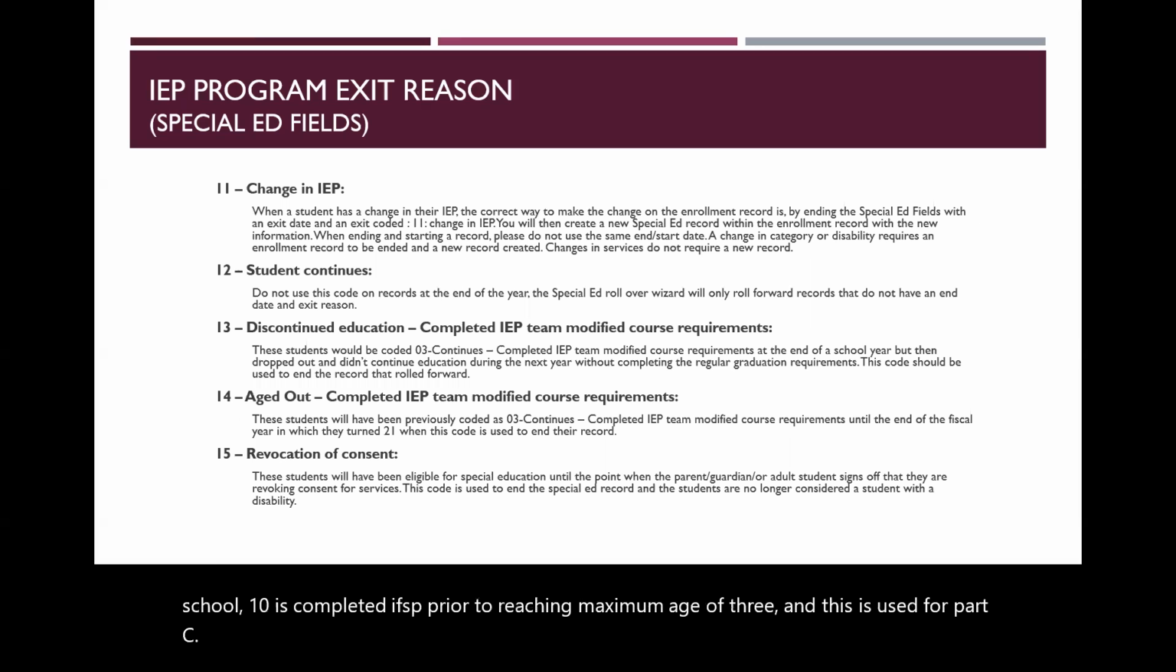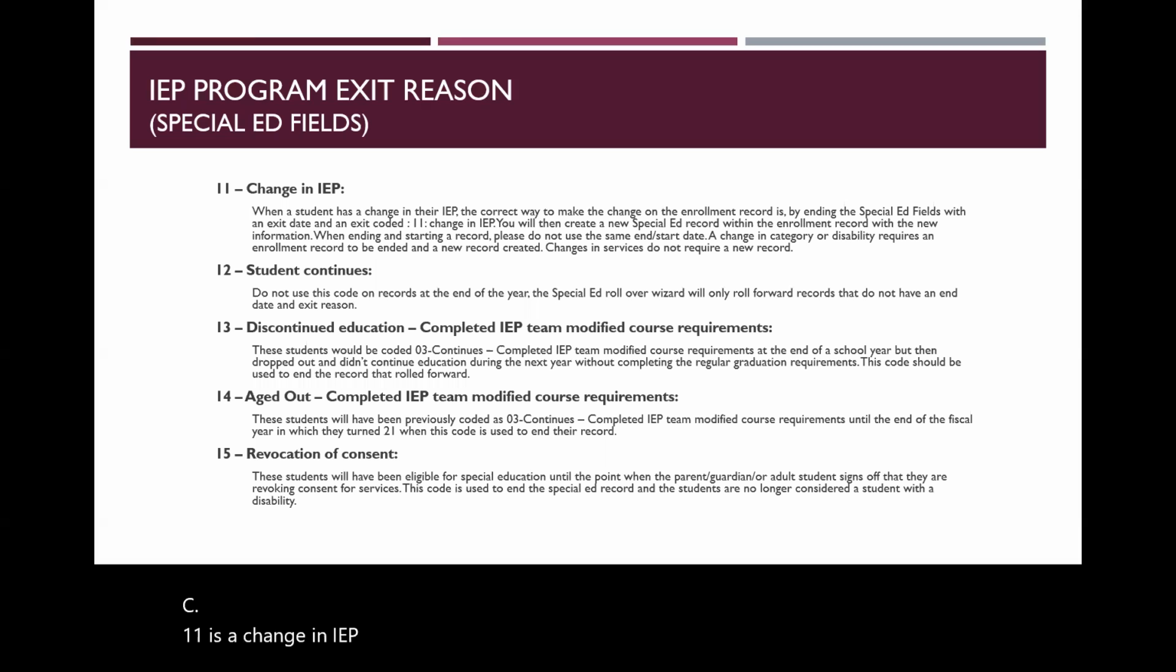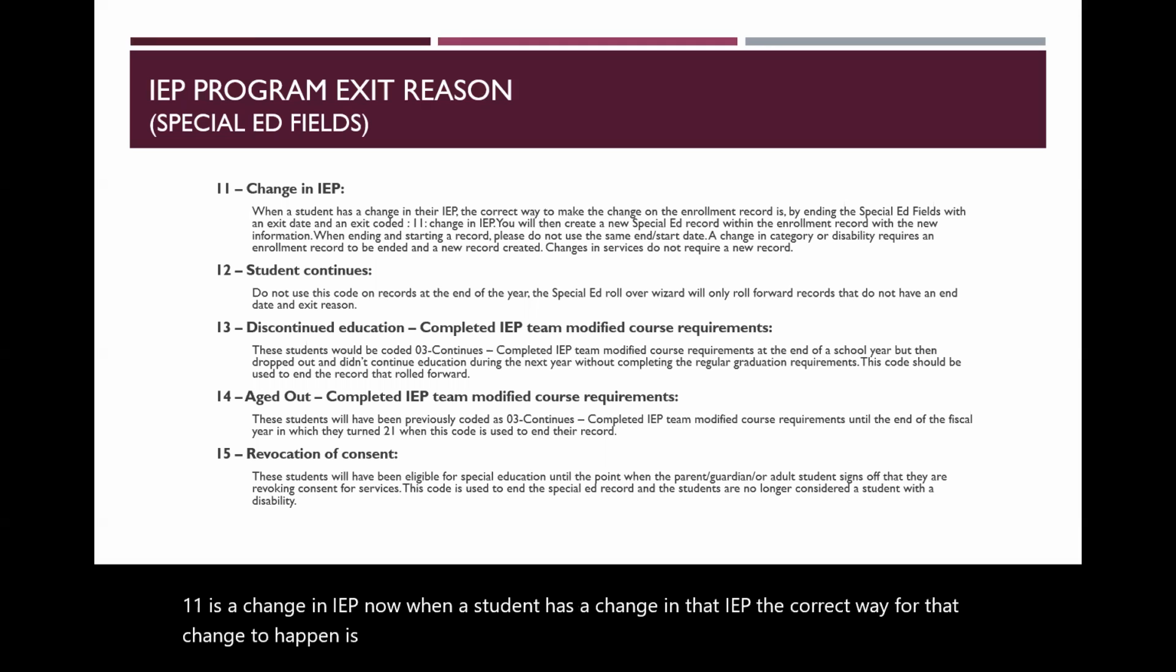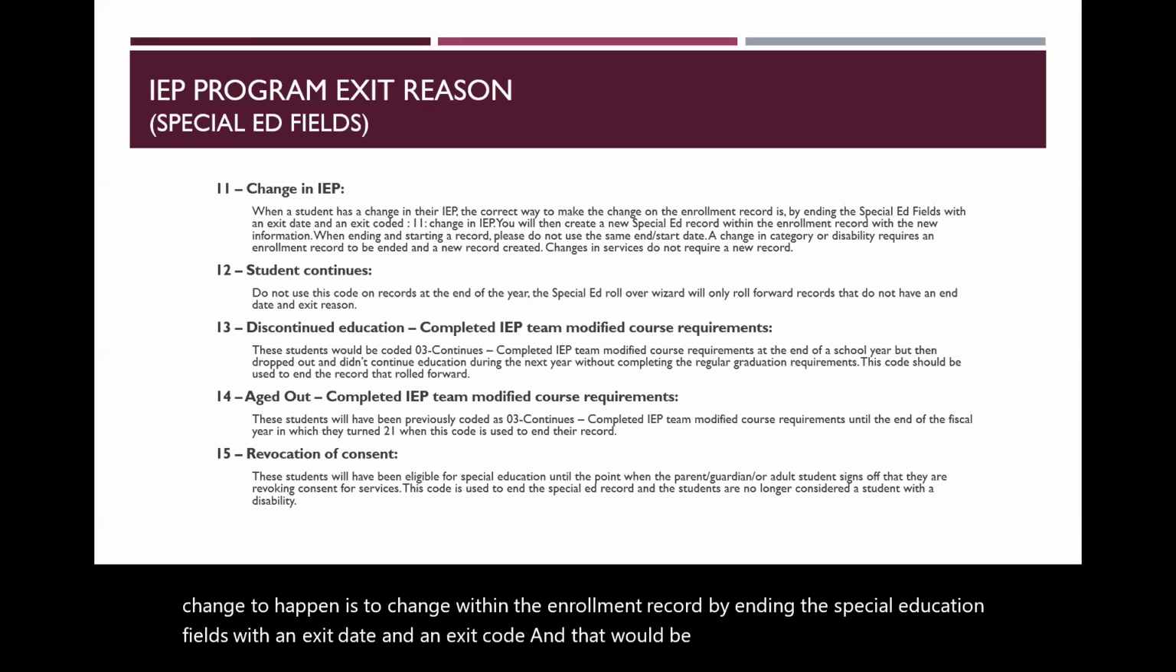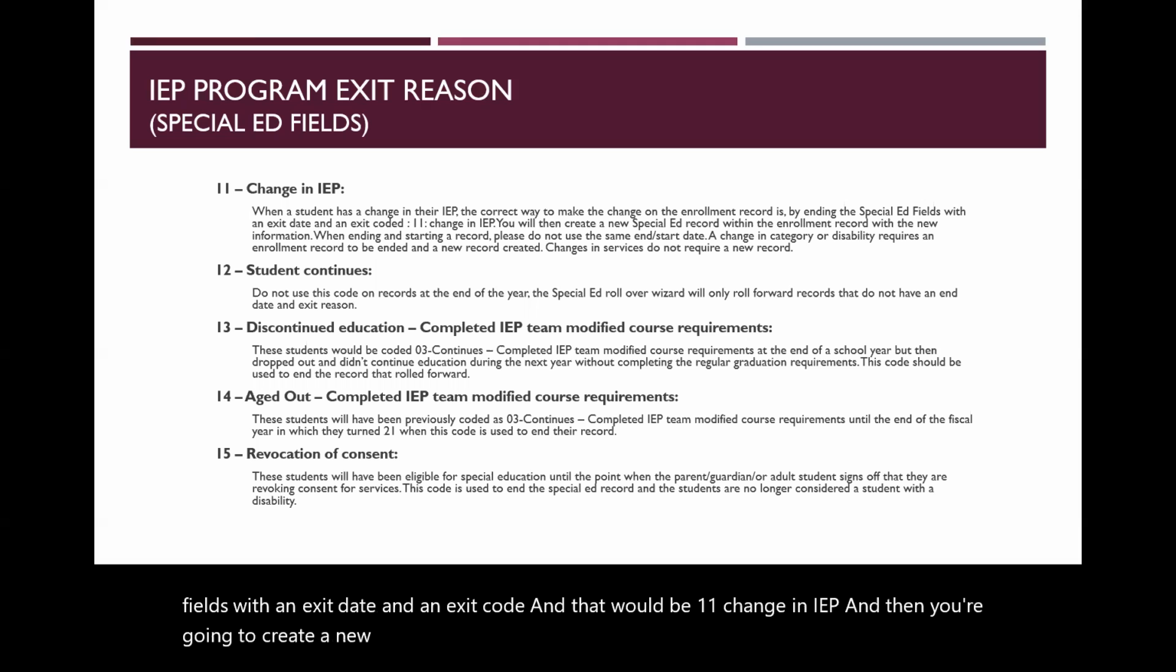11 is a change in IEP. Now, when a student has a change in that IEP, the correct way for that change to happen is to change within the enrollment record by ending the special education fields with an exit date and an exit code, and that would be 11, change in IEP. And then you're going to create a new special education record within that enrollment record with that new information.